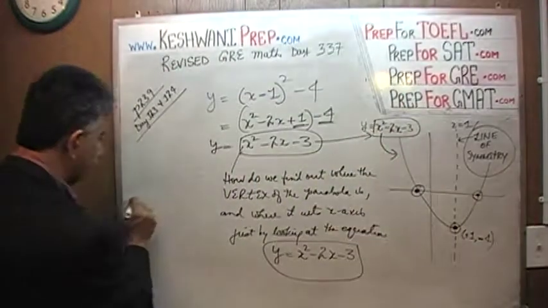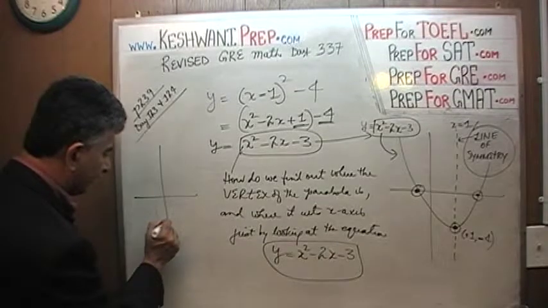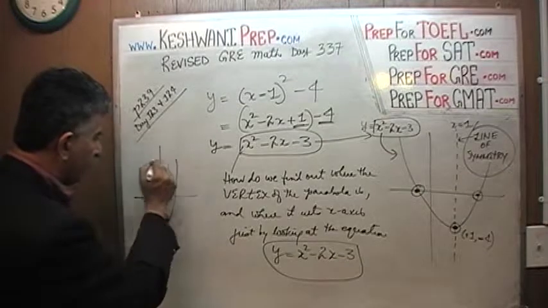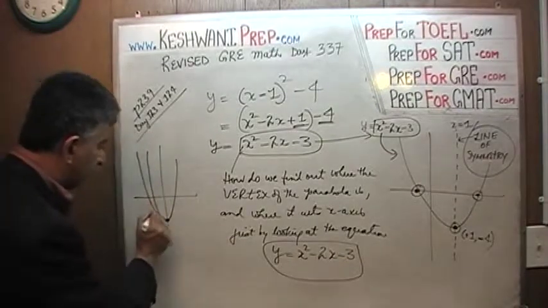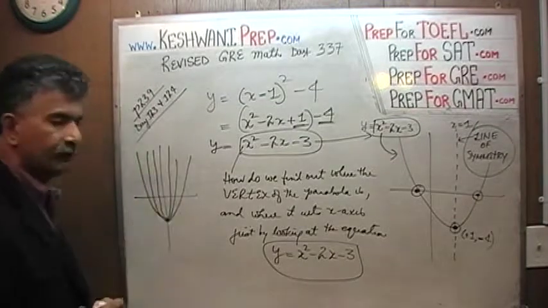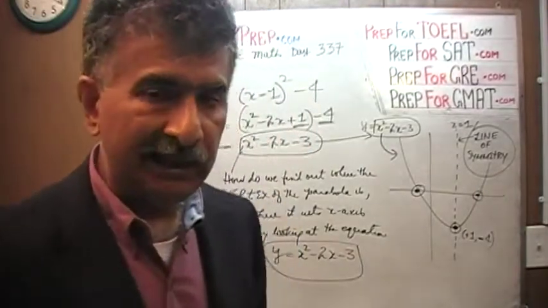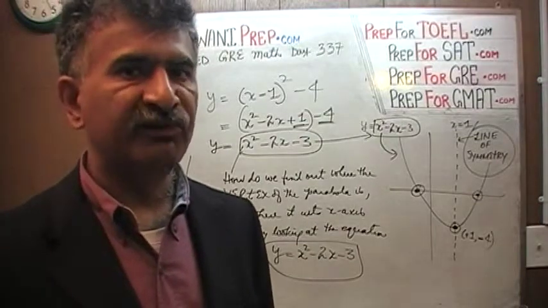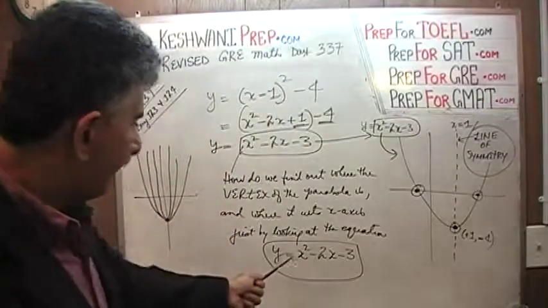For example, here's the situation. Maybe it's sitting here. But simply knowing that this is the vertex, we can't really tell whether the parabola that we're looking at is this parabola, or this parabola, or this parabola. We cannot tell how fat or skinny the parabola is. In order for us to know how fat or skinny it is, we have to know where it cuts the x-axis. How do we find that out from here?